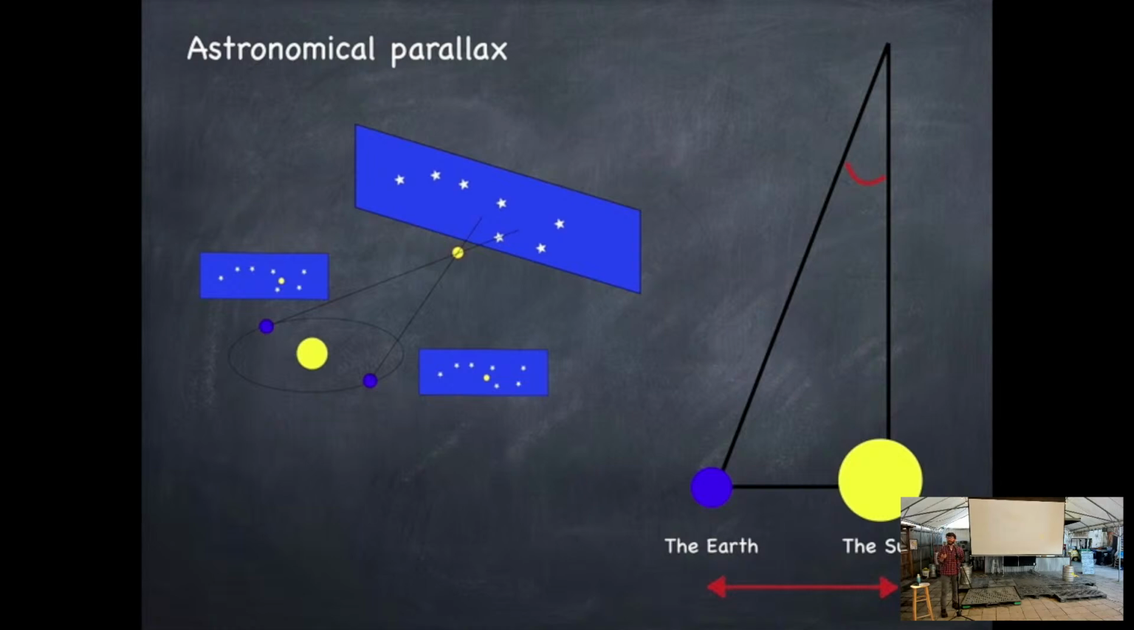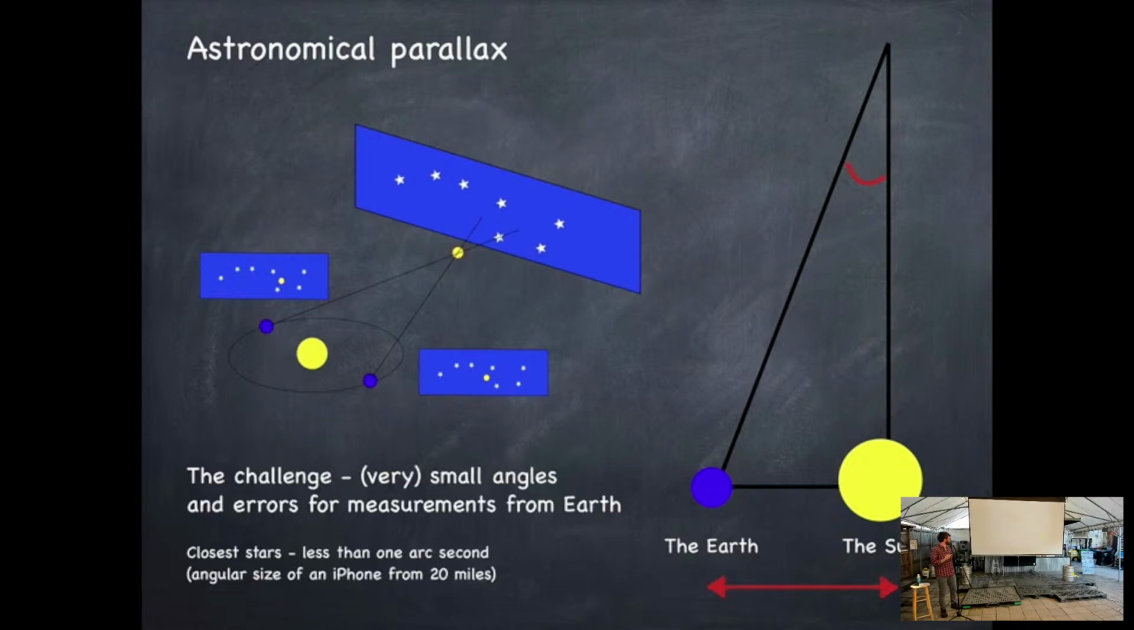So it seems very simple, right? It's anything but simple because the fact is that stars are very, very far away. Not as far as galaxies, but still. And the challenge is measuring very, very small angles. For example, even the closest stars to the sun, to the solar system, are light years away. And the parallax to them is less than 1 arcsecond. Okay? Just for scale, 1 arcsecond is about the angular size of a smartphone at a distance of 20 miles, which is a fairly small angle. Okay? And we're just getting started.